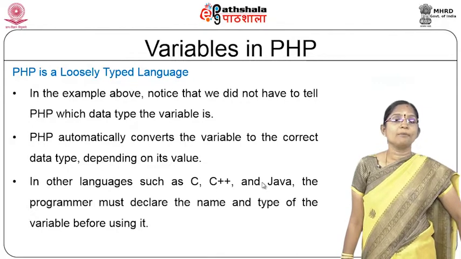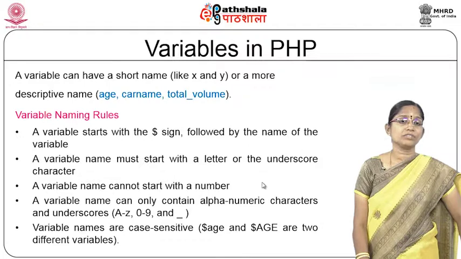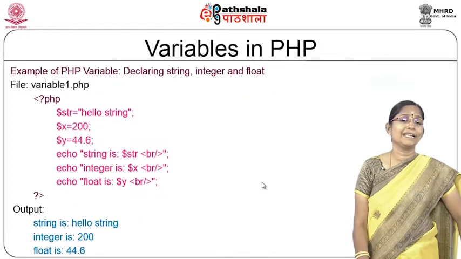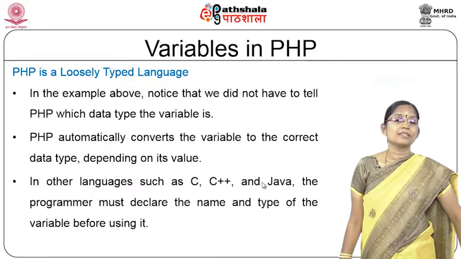In the example above, you can notice that we did not tell in any variable declaration to which data type it belongs. You can see here we didn't have any data type declaration. So this automatically converts the variable to the corresponding data type of the value.